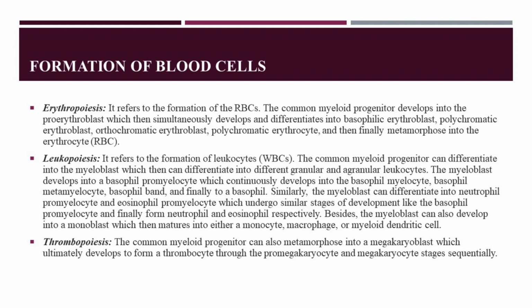Thrombopoiesis. The common myeloid progenitor can also metamorphose into a megakaryoblast, which ultimately develops to form a thrombocyte through the promegakaryocyte and megakaryocyte stages sequentially.